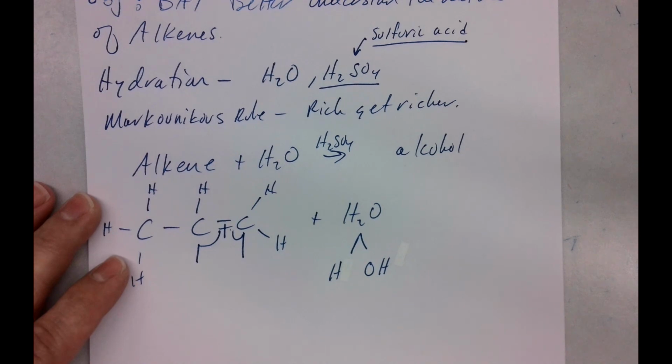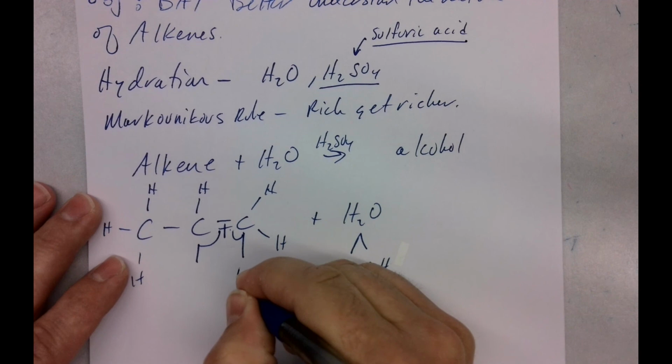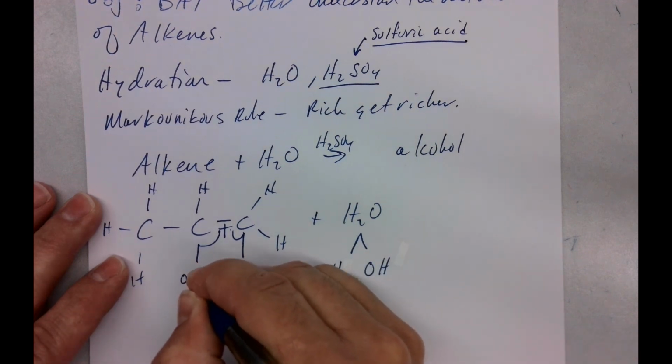What? So what do you mean? So the C on the right has two H's and the one on the left only has one. So the one on the right is going to be the one that gains the H. Exactly. This gets the H. This one gets the OH.